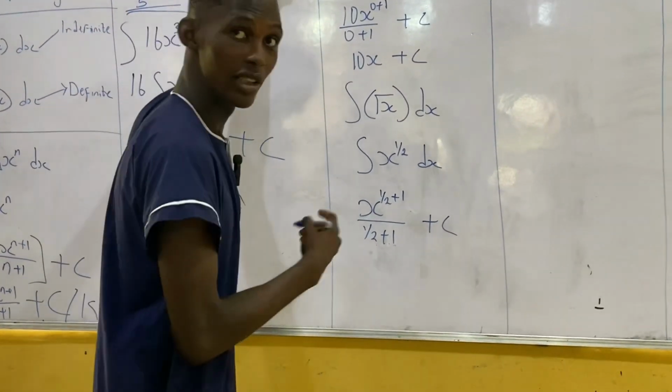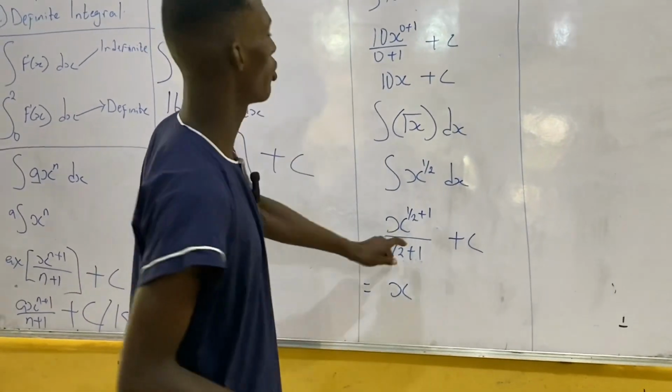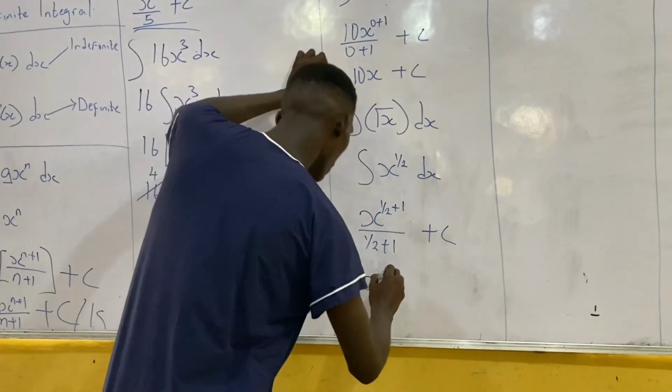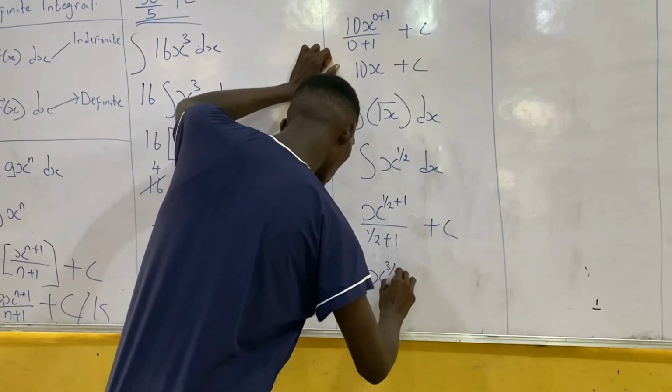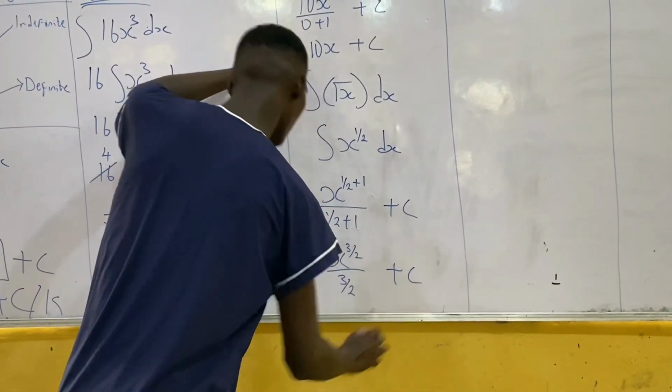Now, do we leave our answer like this? No. We move. This becomes what? X to the power of what? Half plus 1 will give us 3 over 2. So this will give us what? 3 over 2 over what? 3 over 2. We have plus c.